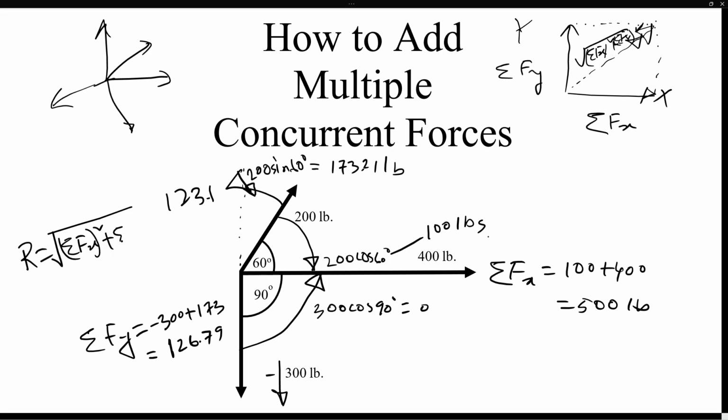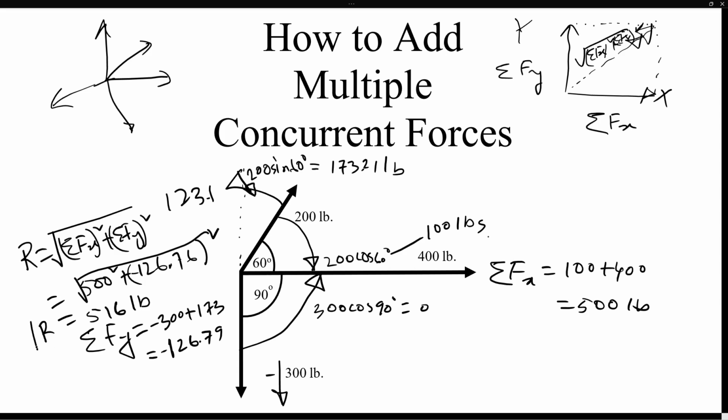Now, if you add them, the total resultant is simply the square root of summation of Fx squared plus summation of Fy squared, using the Pythagorean theorem. So if you do 500 squared plus 126.79, there's going to be a minus here, whole squared, square root, I have found 516 pound force, the resultant force.